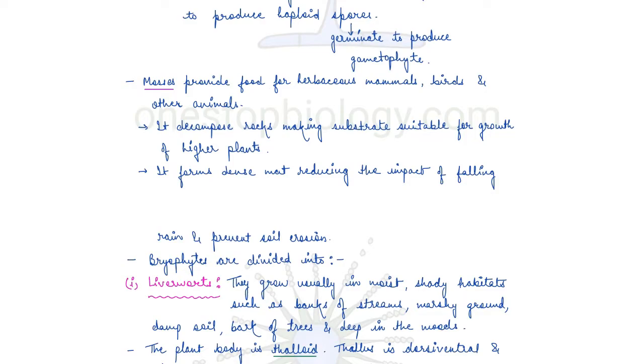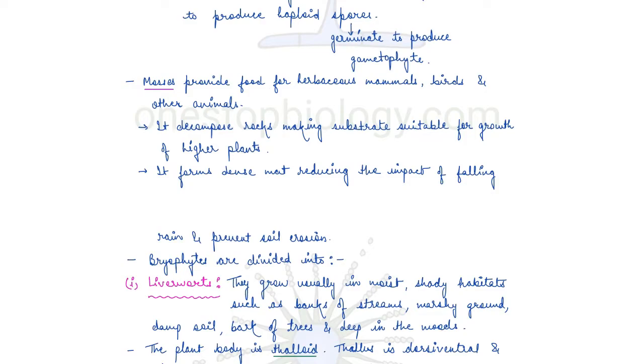Okay, so it basically gives substrate to higher plants, and then it forms a dense mat, which basically prevents soil erosion. How? Because it reduces the impact of falling rain, and it prevents soil erosion as well.